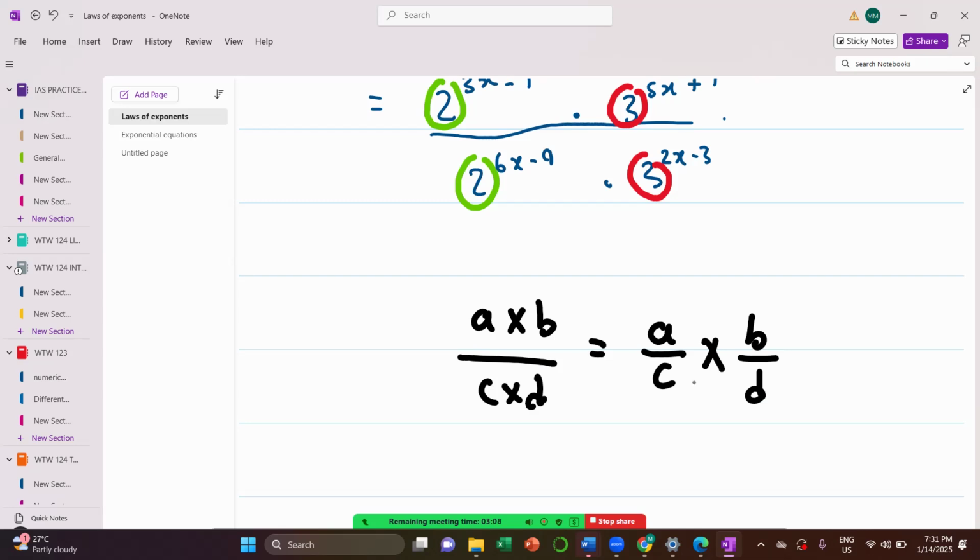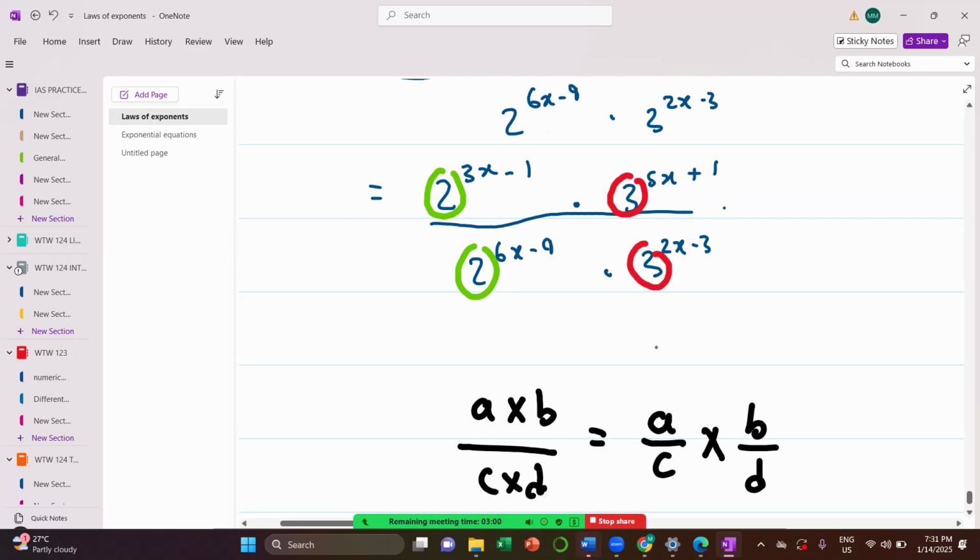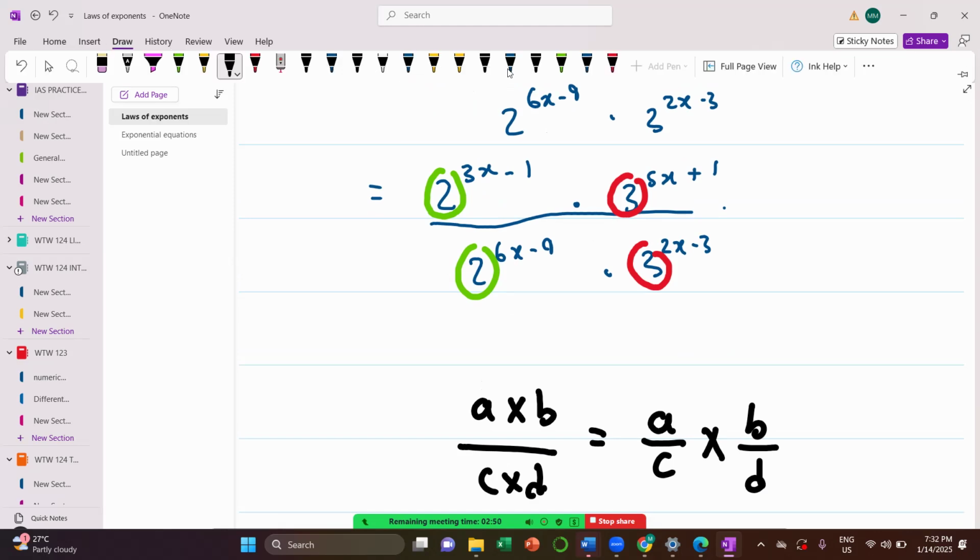This is a law of mathematics. You must know it from like grade 8, somewhere there. Are you okay with that? So I'm going to apply it even here. I'm going to divide these two, and I'm going to divide these two, but I'm still going to keep the sign of multiplication. So I'm going to continue and do that.